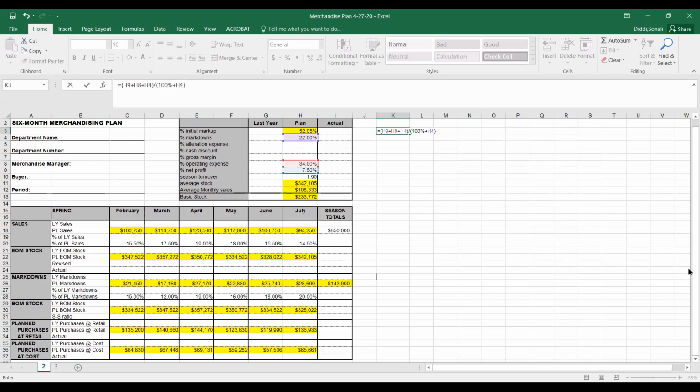Okay. Savannah, I think what you're doing there is you hit a minus 100% plus H4 in the denominator.